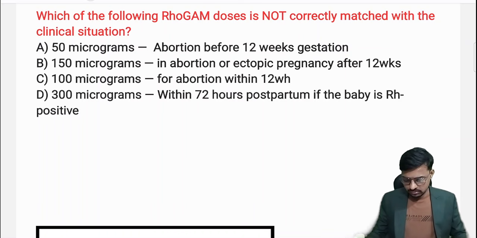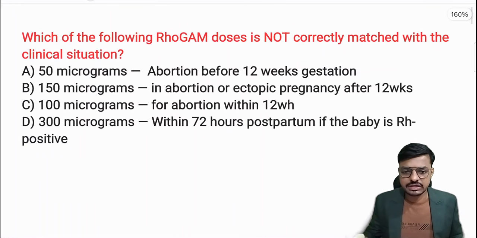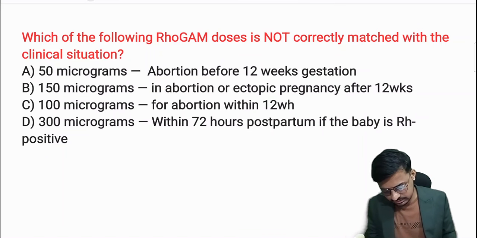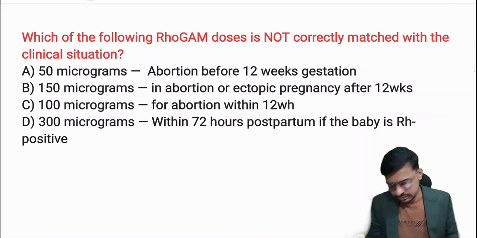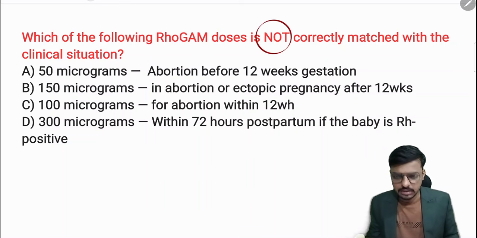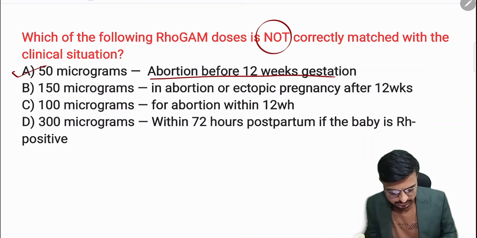This was the question asked in your exam: which of the following Rhogam doses is not correctly matched with the clinical situations? Very important, the word not was there in the question. Here, 50 micrograms is given for abortion happening in the early first trimester. So this is the correct match.